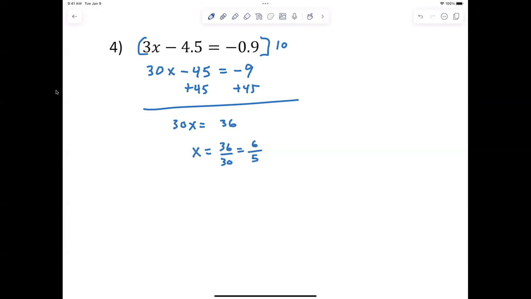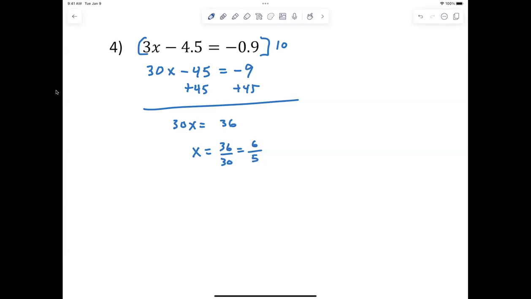Yes. So when you times it by 10, you don't have to change it back? No. If you write 1.2, I'm okay with that. It's just easier to leave it as a fraction.